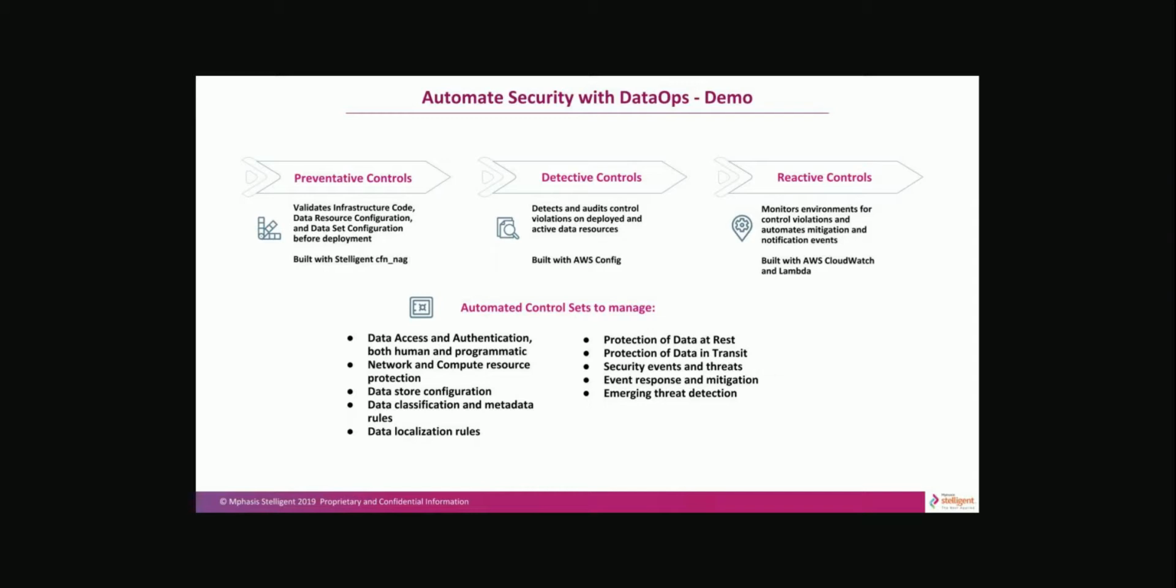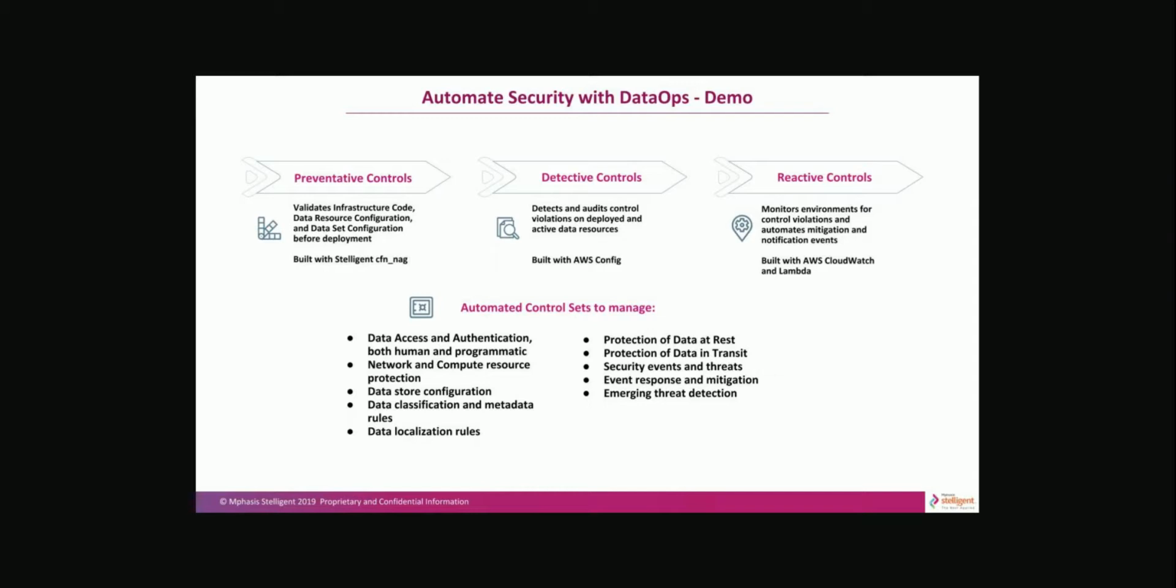We are using Stelligent's own open source CFN-NAG tool to conduct static analysis of the CloudFormation template used to deploy our EBS volume today. CFN-NAG is open source and available for anyone to use, and it does static analysis of CloudFormation templates for security controls and configuration controls as well.